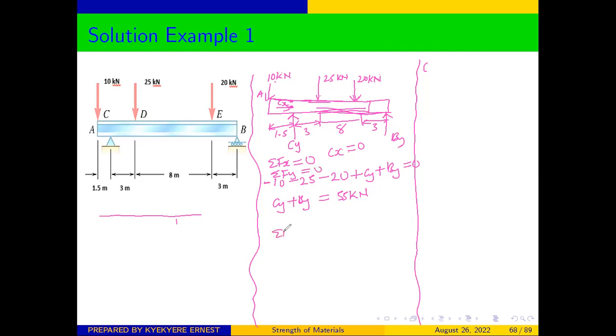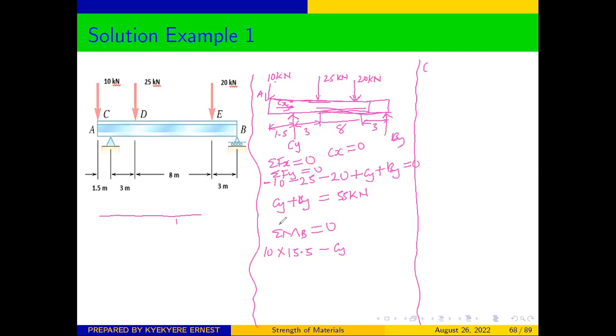Then we can say that sum of moment at any point, the reactions, we can say at B or at C should be equal to 0. So in this case, let's take our moment at B and say that sum of moments at B is equal to 0. So from here, we can say that 10 times 1.5, minus CY, the 10 times 1.5, not 15.5.